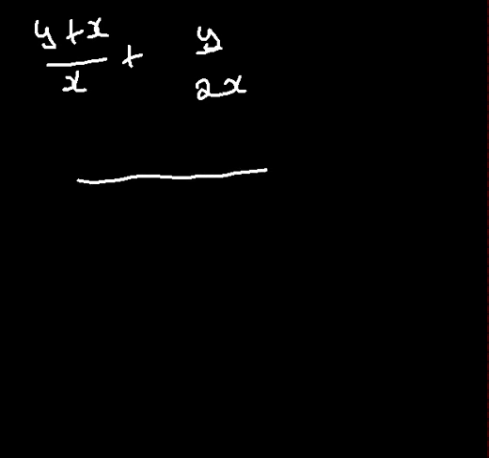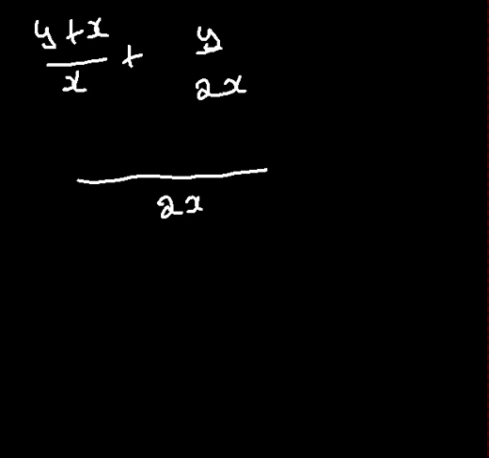How can you have it then? Well, let's say we have (y + x) divided by x, plus, let's say, y over 2x. So how do you think we can add these two fractions? The principle remains the same. What is the common denominator? We have it as 2x.